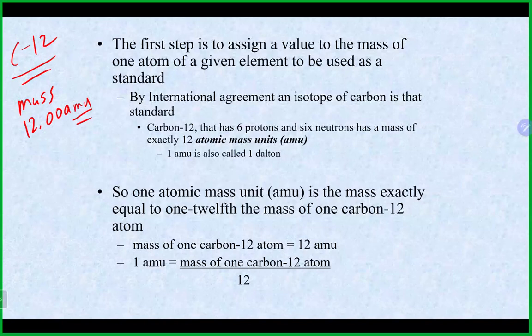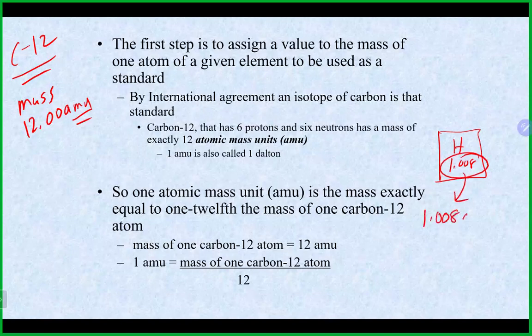I will be honest with you, you probably don't use it all that much outside of maybe this chapter a little bit. We don't usually use it, but that is also the unit that we can use from the periodic table when we look at the atomic mass. So for example, if we looked at hydrogen, we could say that for hydrogen, there is 1.008 AMU per atom of hydrogen.